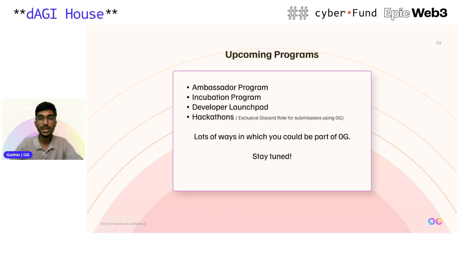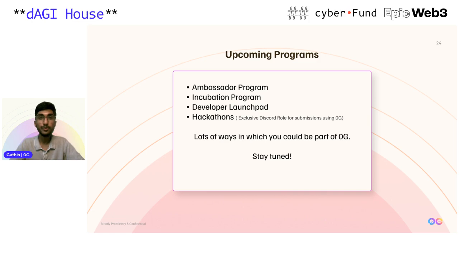So here is a brief sneak peek of the upcoming programs that we are initiating. That is the ambassador program. You could be part of Zero G. You can represent Zero G at multiple events, you can provide content, and you can conduct local events in your place about Zero G. So that is the ambassador program.